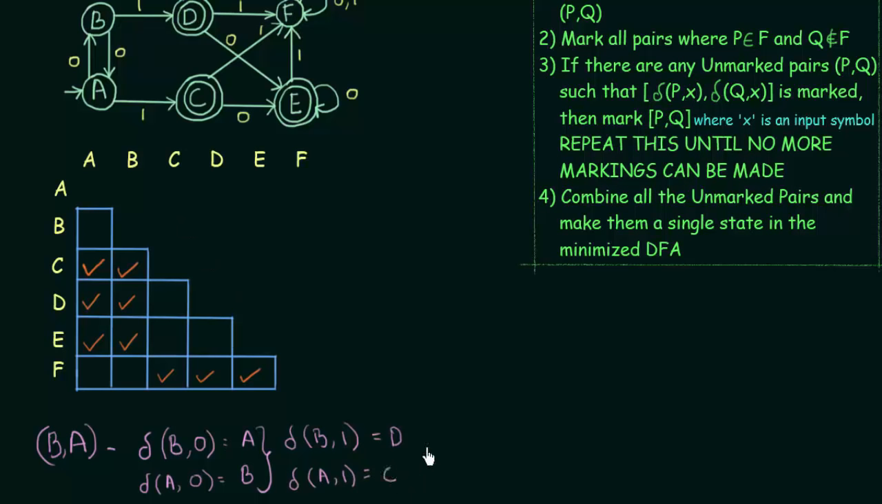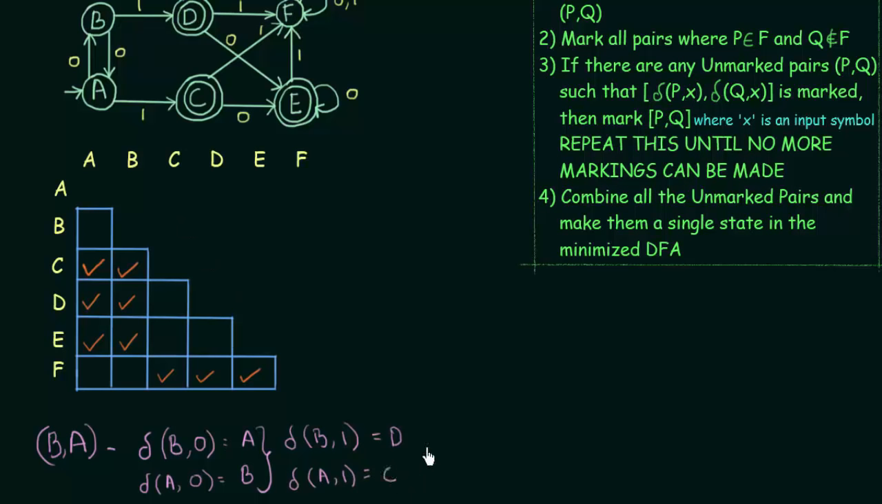So we have done with this cell. Now come to this cell. This is also unmarked and see what is this? This is DC. Now let me write it here. For DC, I will check where does D go on getting input 0 and where does C go on getting input 0. So D on input 0 goes to E and C also on input 0 goes to E.